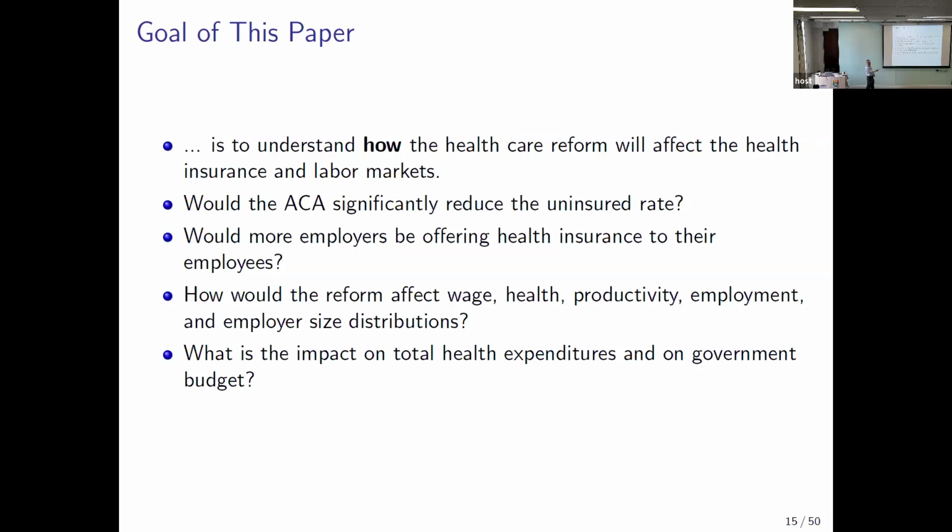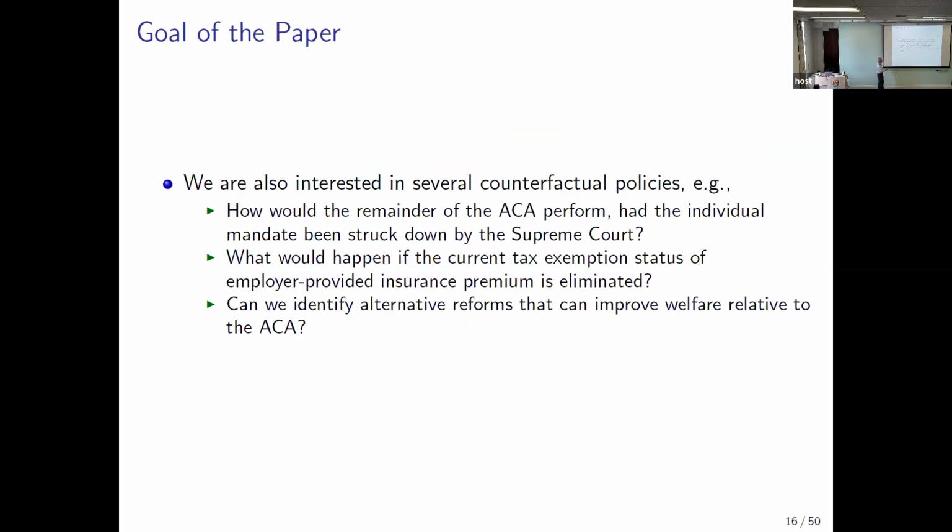that offer health insurance. How would the reform affect wages, health of the population, productivity? After all, healthy workers are more productive. So if workers become healthier as a result of health insurance under the ACA, you may think the productivity of the economy may increase. And how will the employment or unemployment rate and employer size distribution be affected by the ACA? What's the impact on total health expenditure and the government budget? And then, of course, what will happen if some part of the ACA is actually removed? Say, you remove the individual mandate, will the whole thing collapse?